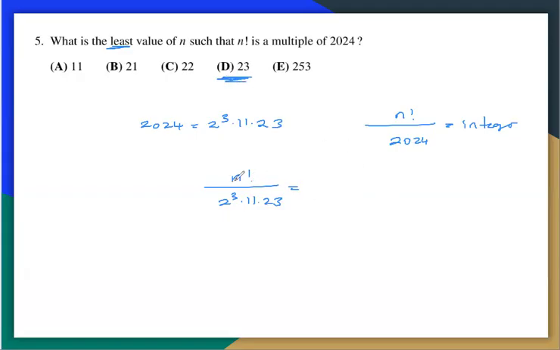If you have 23 factorial, that means it has 11 and 22, which means you already have more than one 11 in the numerator, so that will cancel the 11. And then you have way more 2s, so we have no concern with that. So at least we should have 23 for n. So that was number 5.